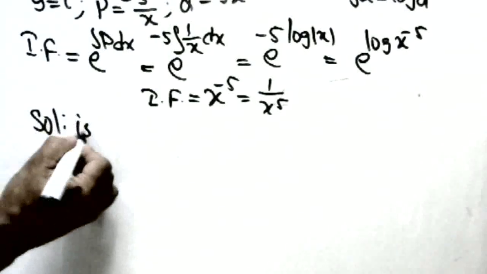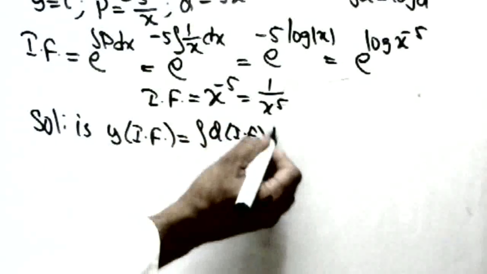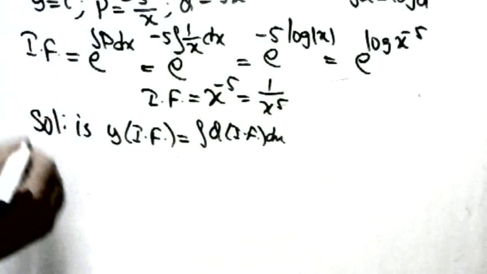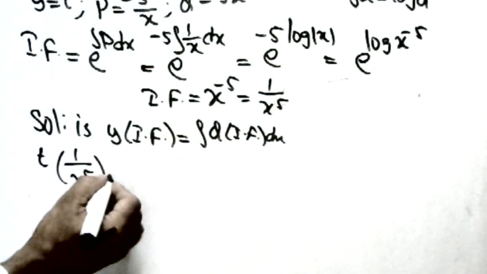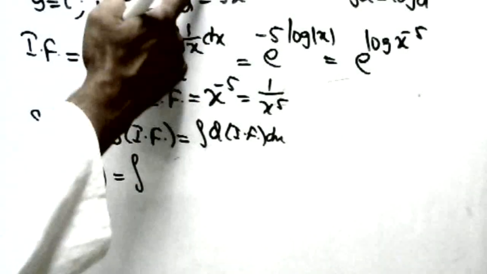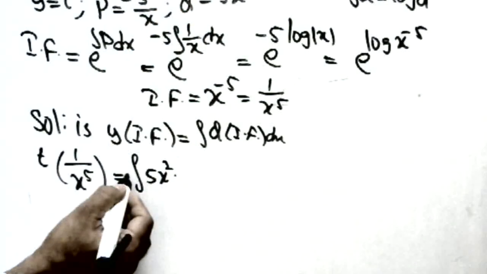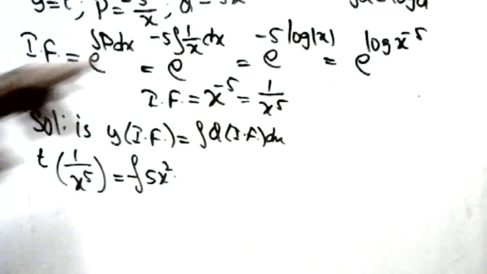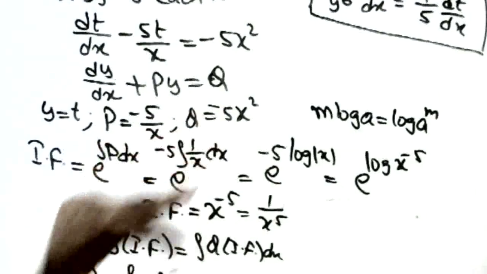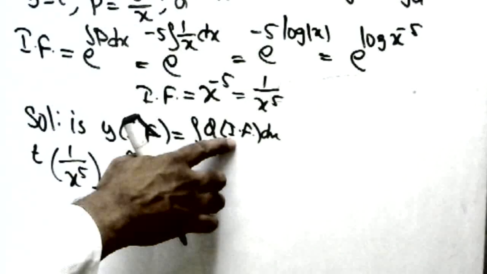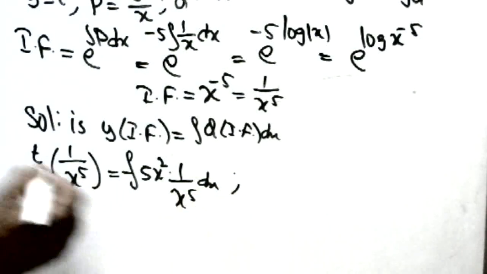The formula of the solution is y into integral factor equals integration of q into integral factor dx. But in place of y we are having t, so write t into integral factor, which is 1 by x power 5, equals integration of q. When we compare, the value of q is minus 5x square. So write minus 5x square into integral factor, the value of which is 1 by x power 5, dx.